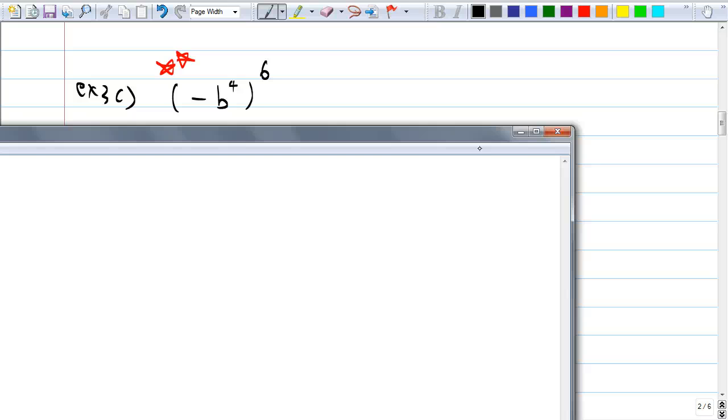Okay, so I did negative b to the 4th times 6, and then negative b in parentheses to the 24th, and then that's b to the 24th. What happens to the negative? It goes away because it's an even. Yeah. Look. What's the base of this 6, class? Negative b to the 4th, right?